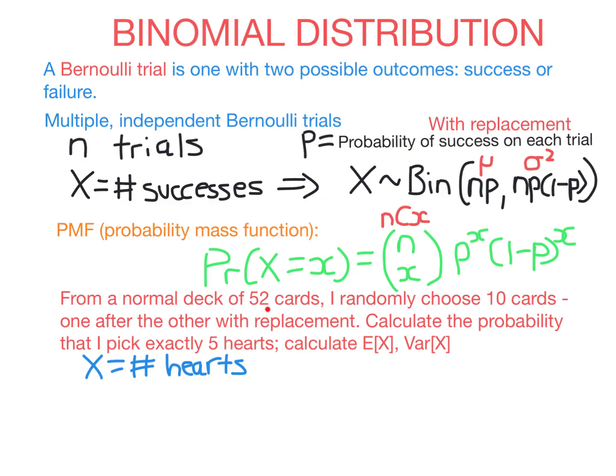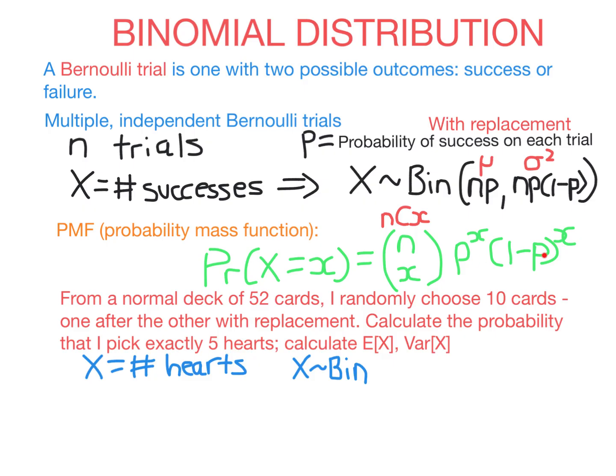So let's say from a normal deck of 52 cards, I choose 10 cards, one after the other with replacement. Calculate the probability that I pick exactly 5 hearts, and we'll also calculate the mean and variance. So here our random variable is the number of hearts. So x has to be a whole number between and including 0 and 10. You can't pick, say, 3.5 hearts. So we can see that x is discrete. Now the reason it is binomial is because each time I pick a card, it is a Bernoulli trial. I can either pick a heart, success, or not pick a heart, failure. So in this way, there are two possible outcomes each trial.